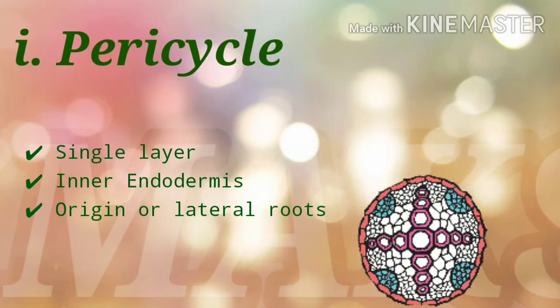In stele, the first layer is a pericycle. The pericycle is a single layered cell which is inner to endodermis. These cells are the site of origin of lateral roots.